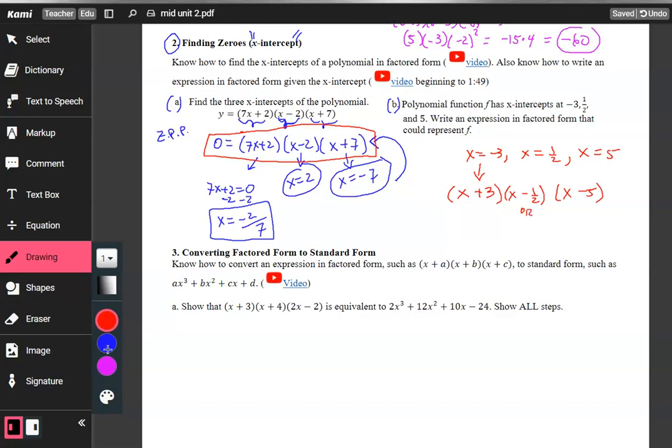Or, since I'm dividing by 2, this could also be 2x minus 1. If I set this equal to 0 and solve for x, I should get a half. Okay, so I moved the 2 with the x, just like I did over here. So here is your polynomial function that created these x-intercepts.